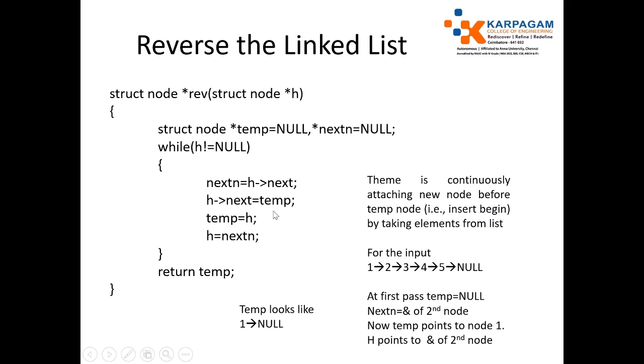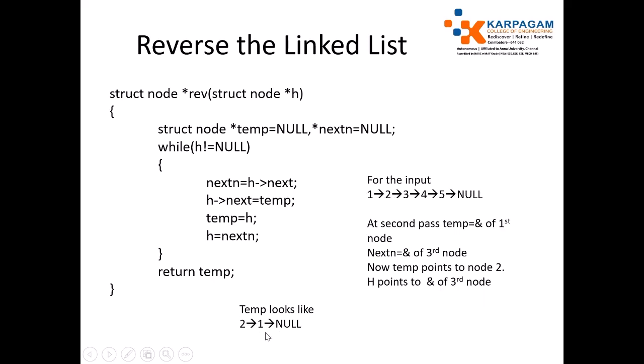Initially, temp value is equal to null. Here the theme is continuously attaching the new node before the temp node. That is, you are doing insert at beginning continuously by taking the element from the list which has the values 1, 2, 3, 4, 5. At first pass, temp equal to null. The next node points to the address of the second node. Now temp points to the node 1. h points to the address of the second node. After completing the first pass, the temp node looks like this, which has only one value.